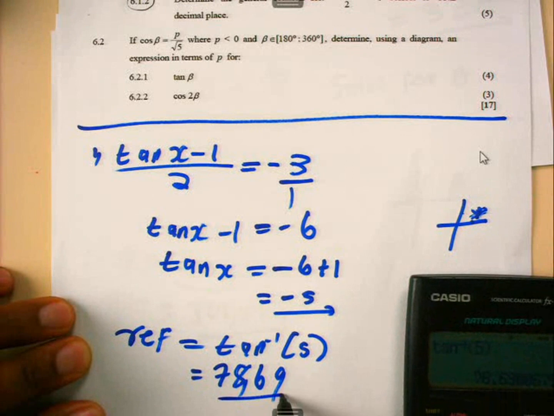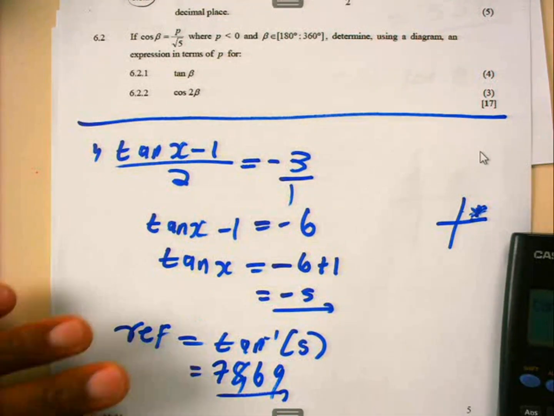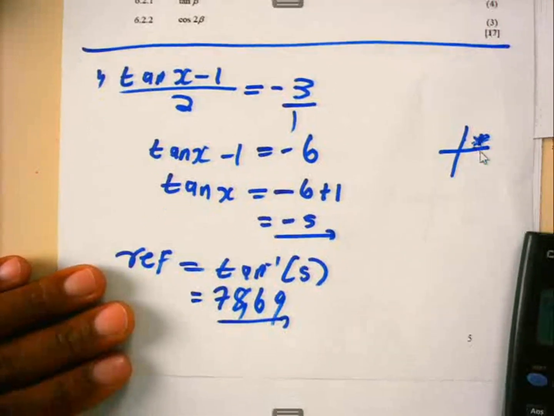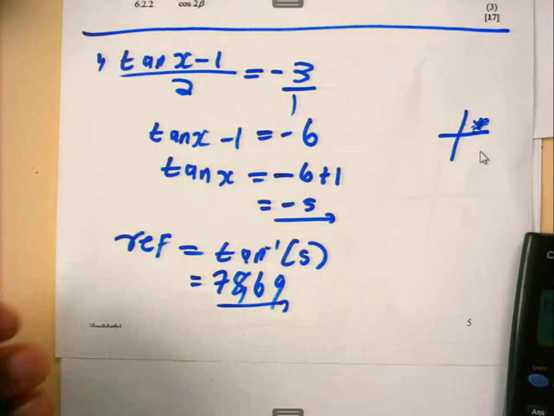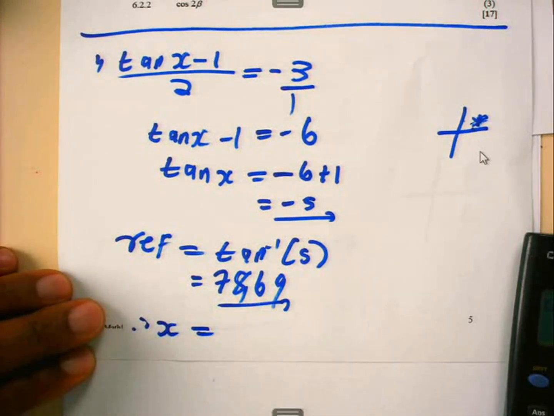78,69 degrees. Good. Now we are happy. Now we have the reference angle, but we are still looking for the value of x. How do I determine the value of x? It is very, very important part. Now we say, therefore, x is equal to what?